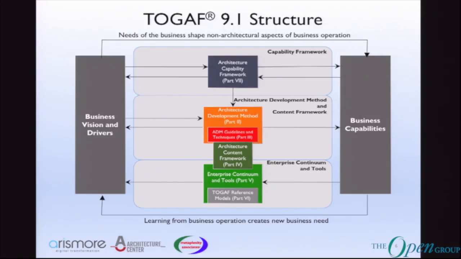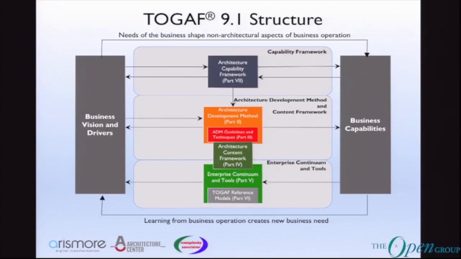This is the TOGAF structure. You probably saw this big book, 700 pages, and it's divided into specific parts, so it's modular. Part 7 is about the architecture capability, so it tells how to establish the architecture capability in the organization, how to hire a team of experienced architects, how to define the processes, and how to tailor this to the entire enterprise environment.